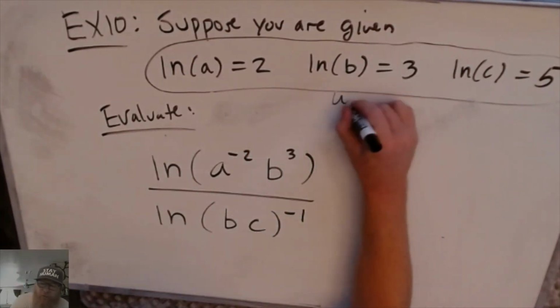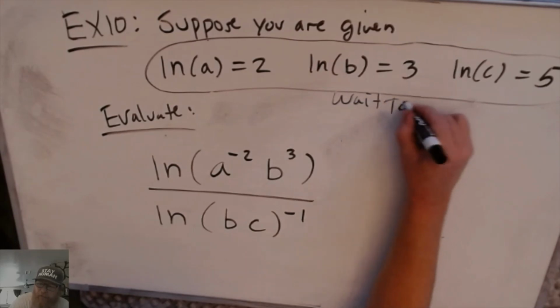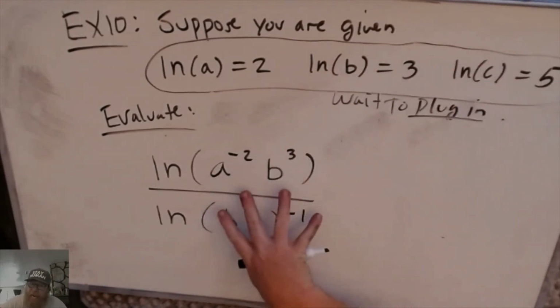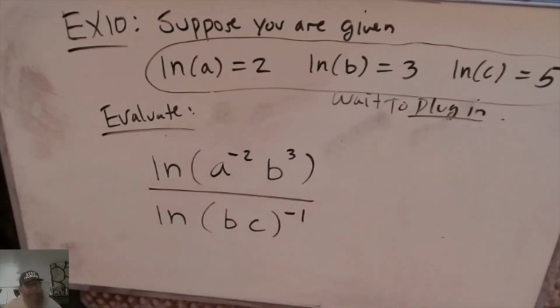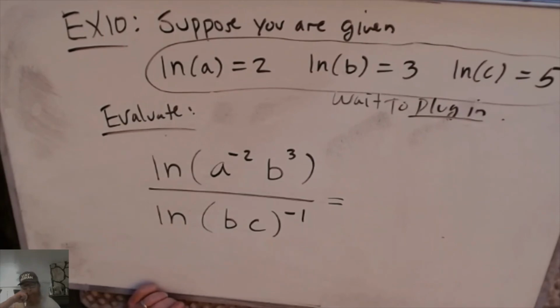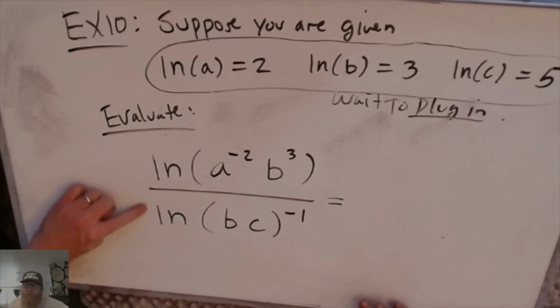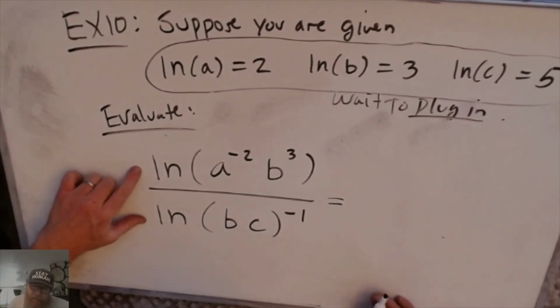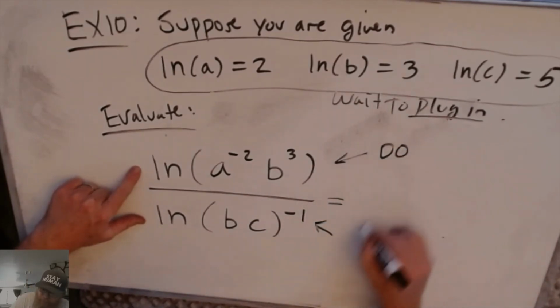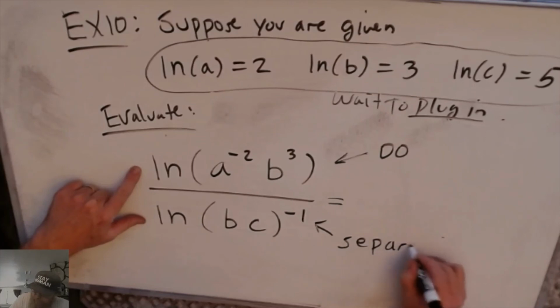Now make sure you wait to plug them in. All right, don't plug them in now. If you plug them in now, it's definitely going to be wrong. It'll be wrong every time. Okay. Now this is a quotient of two separate ln's, so you have to do the numerator and the denominator separately.